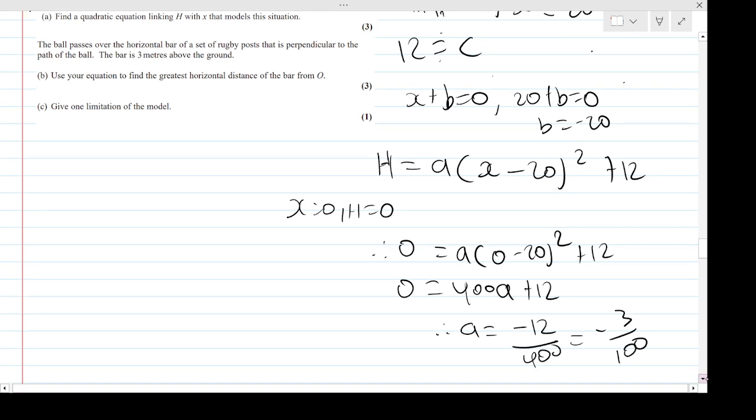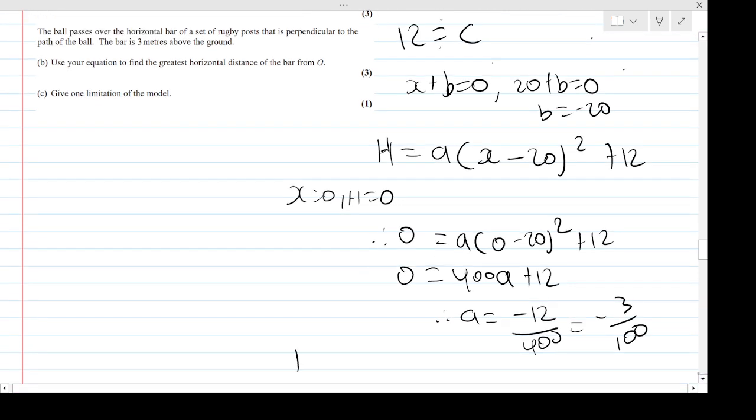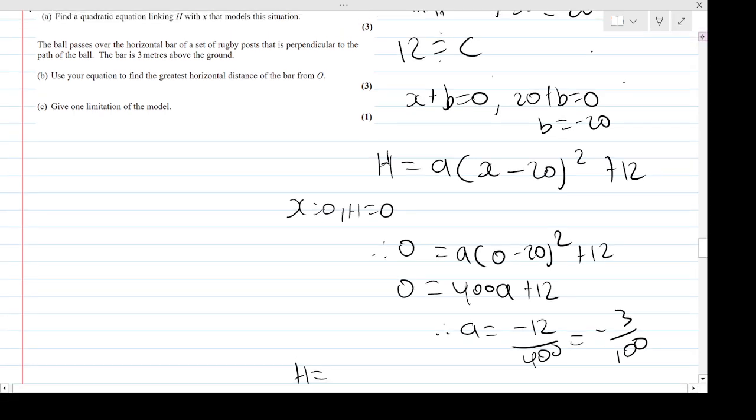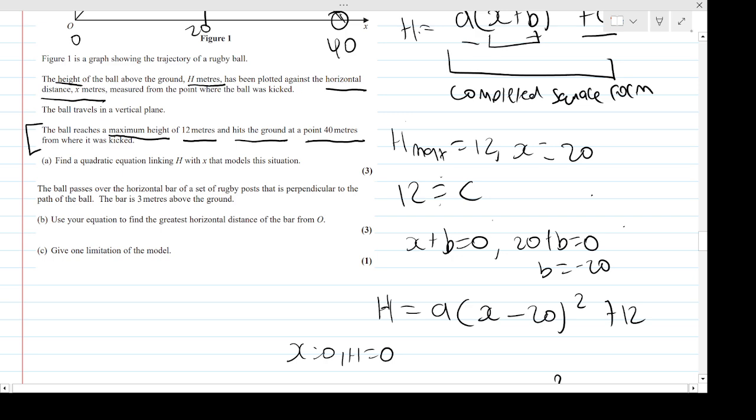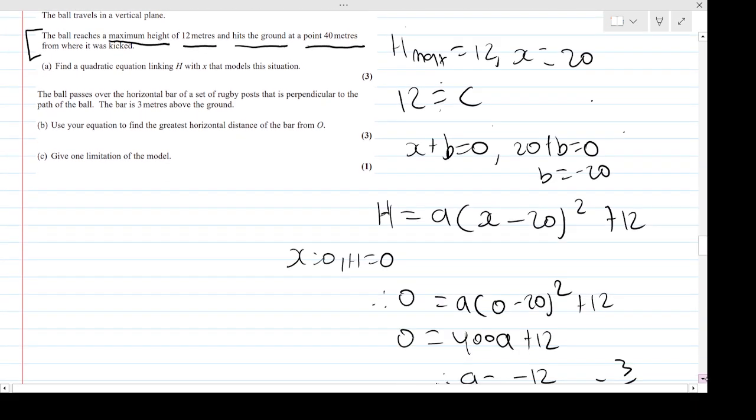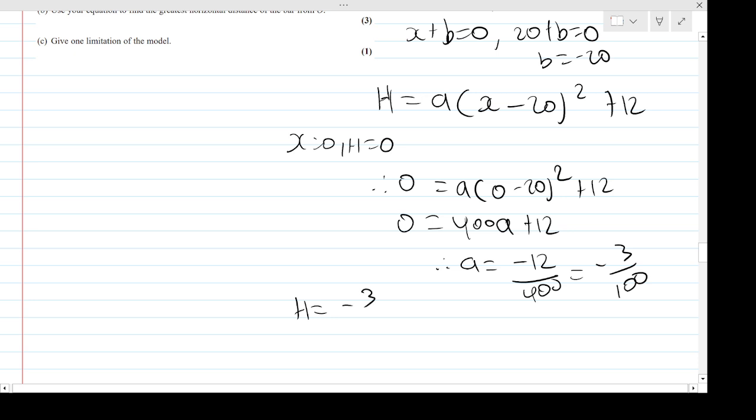Therefore, I can fill in the information to then get h is, what's the equation here? The equation of h is a, which would work out to be minus 3 over 100, x minus 20 all squared, add 12. Cool.